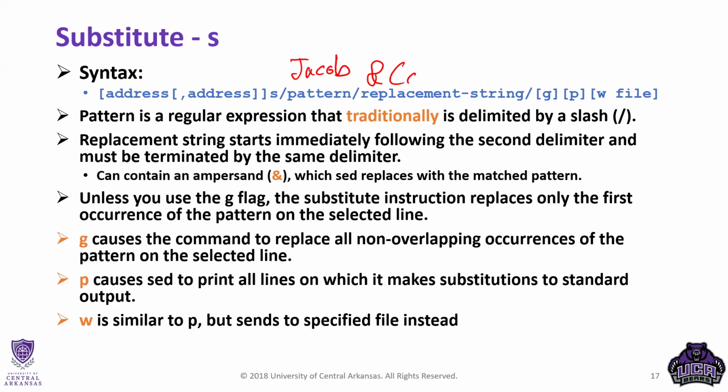That's an ampersand, and then attach Corcoran to it right here. So it would put Jacob in front of it and then attach my last name to it. So it's just whatever it finds, it's held. This is basically a variable that puts that data or pattern and saves it there.